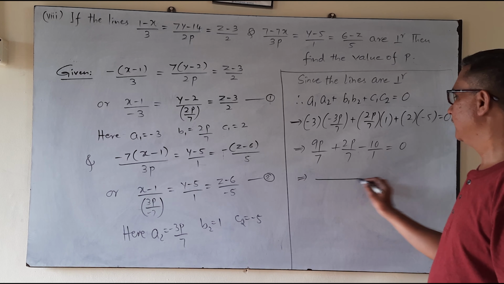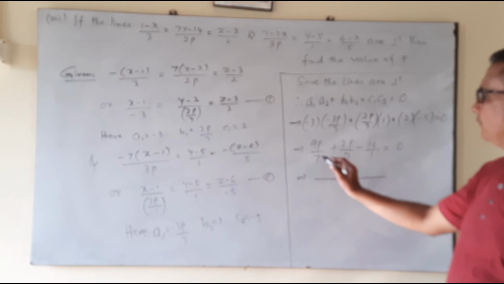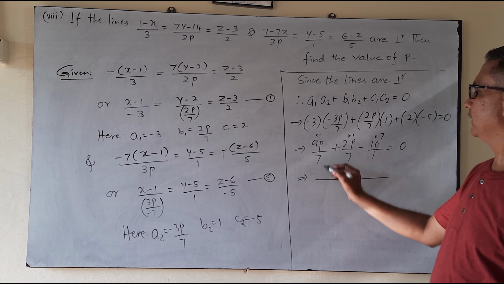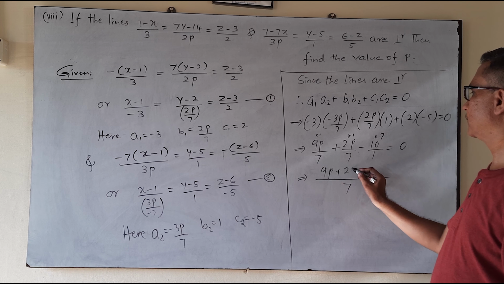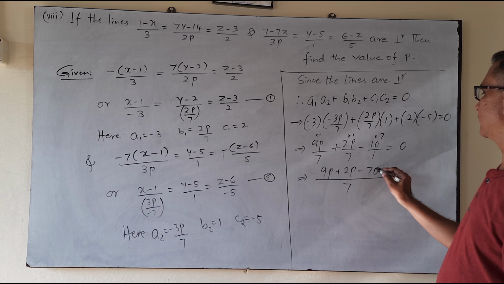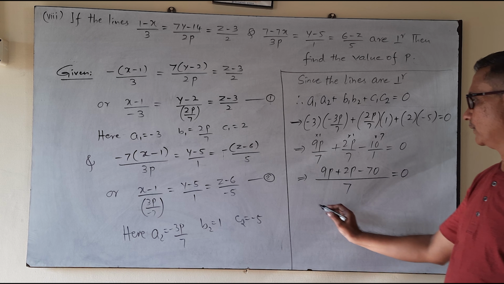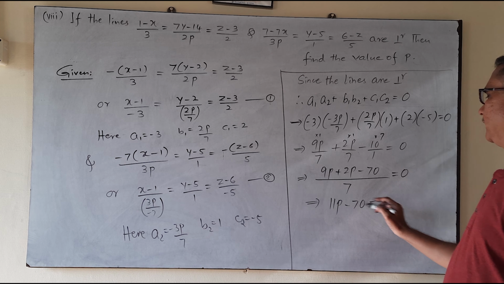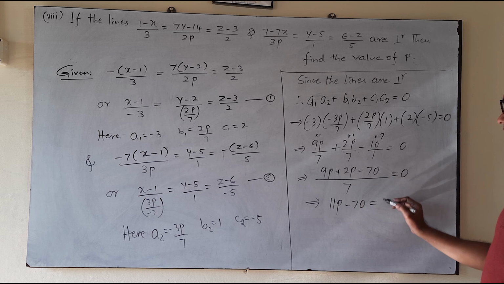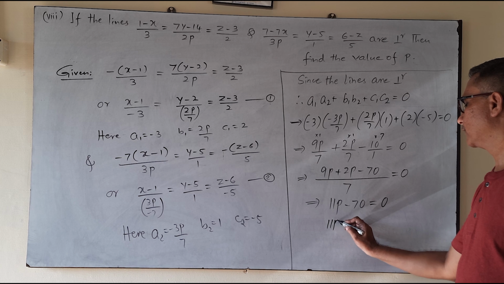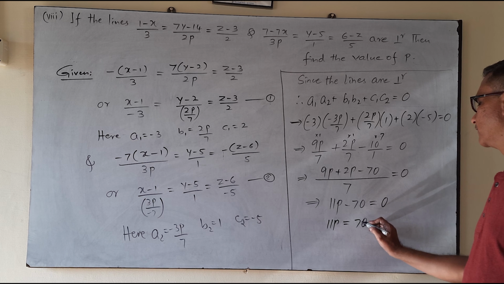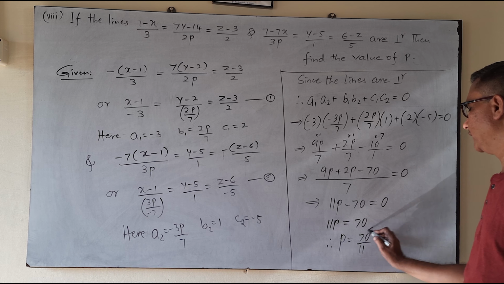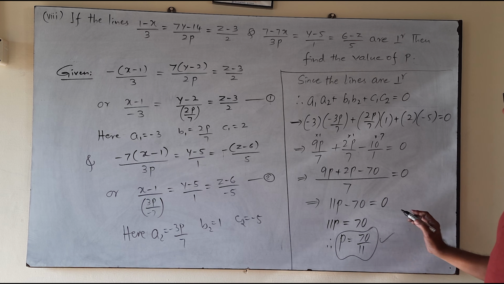Among these three terms, take the LCM. LCM is 7. That is 9p plus 2p, minus 10 into 7, 70, is equal to 0. 9p plus 2p is 11p minus 70 is equal to, cross multiply, 7 into 0, 0. So 11p is equal to 70; p is equal to 70 divided by 11. P is equal to 70 divided by 11 is the answer.